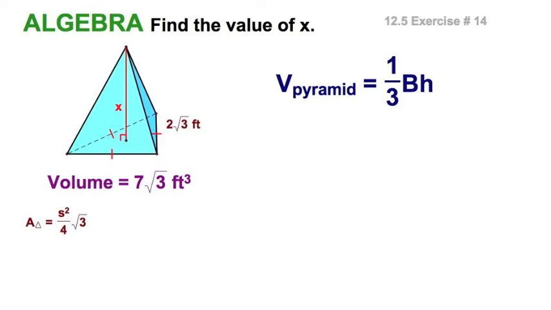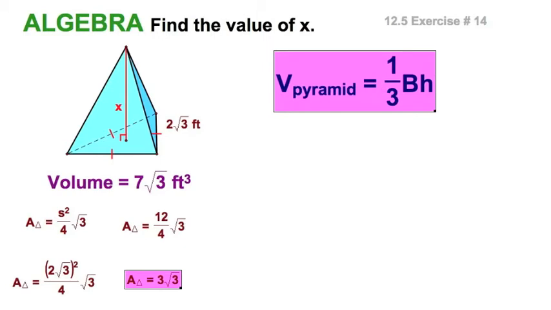S squared over 4 radical 3. It's very useful here when we substitute in here. That's what we get. And remember, you've got to square the 2 radical 3. That's 2 squared times radical 3 squared. So that would be 12 over 4 radical 3. Last time I checked, 12 over 4 is 3. So all this just to get the area of the base. So the area of the base is 3 radical 3 square feet.